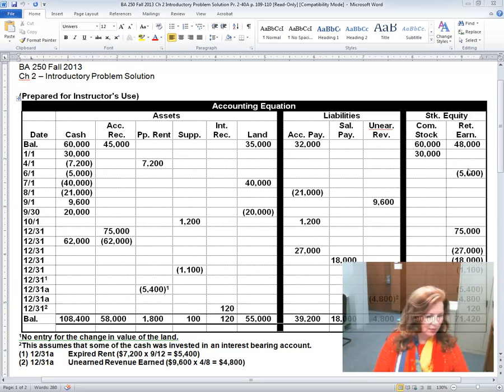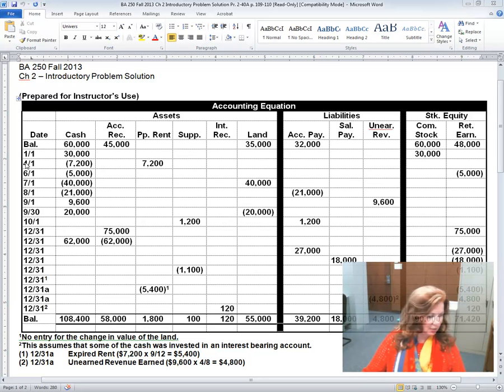So it says the following events apply to Davis for 2014. So for 2014, these are the transactions that occurred. And in the first one, acquired additional $30,000 cash from the issue of common stock. So if you look here, we have January 1, cash is going up by 30,000, and common stock is going up by 30,000. So we enter 30,000 in each one of those columns on the row labeled January 1.